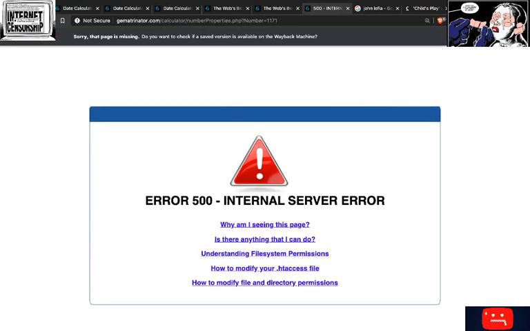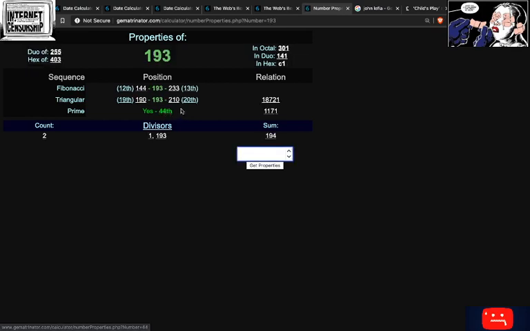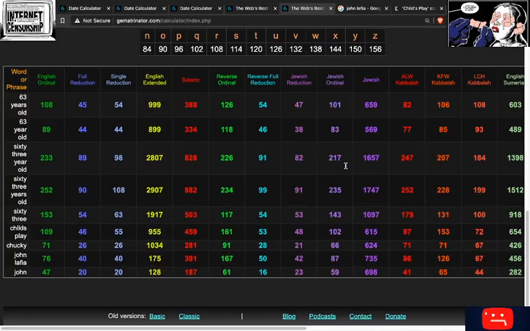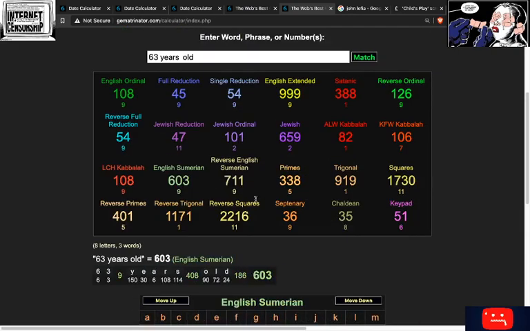Okay, let's see. What's going on here? 1171 is the 193rd prime. Huh, look at that. 193 is the 44th prime number. We've seen plenty of 44s. Kill 44. 63 year old, 44 in full reduction. Unreal. Can't make it up, but they do.